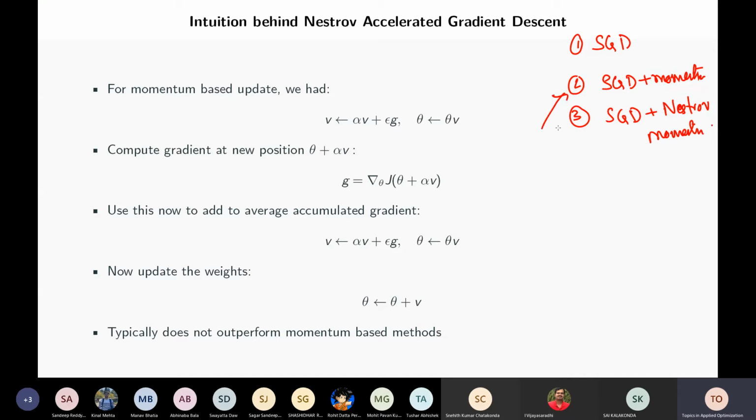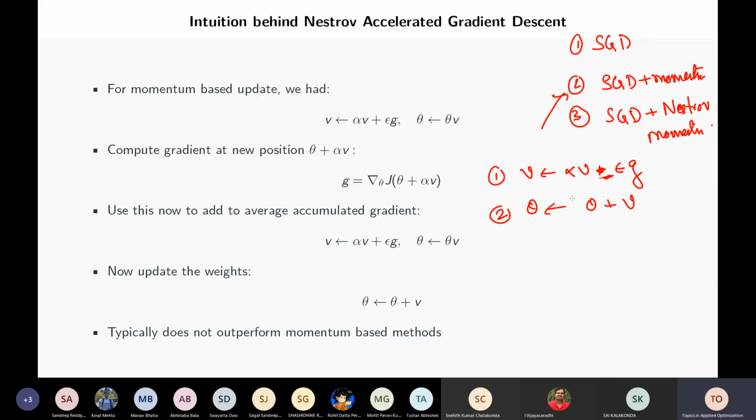SGD with momentum was v = alpha v + epsilon g, and then theta was updated immediately like this. So these were the two steps, theta plus v. I think there was a minus or plus, but don't worry about those things. Signs we can always flip, so don't worry about the sign because it's about rescaling things appropriately. I chose a plus here instead, and previously I chose minus. Don't worry about that.